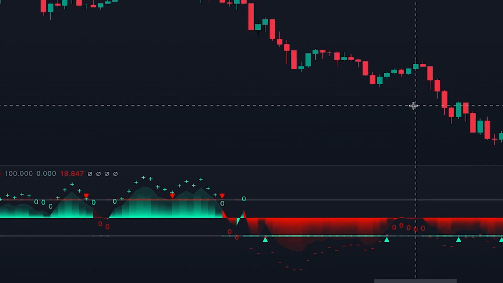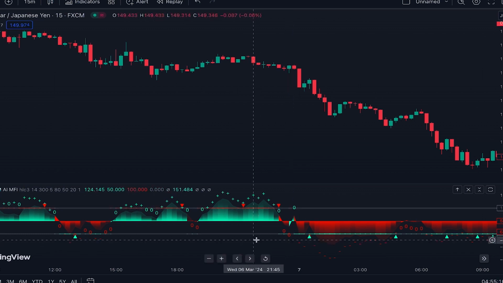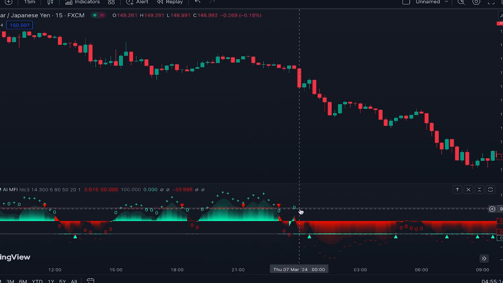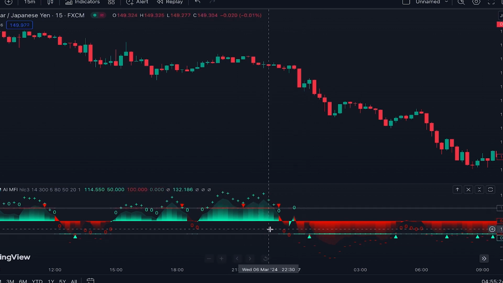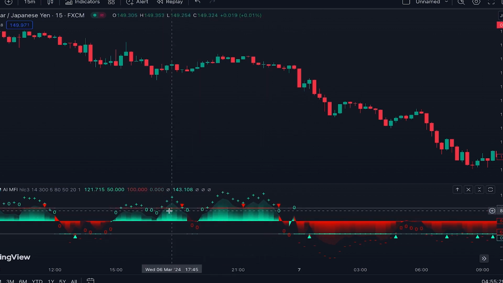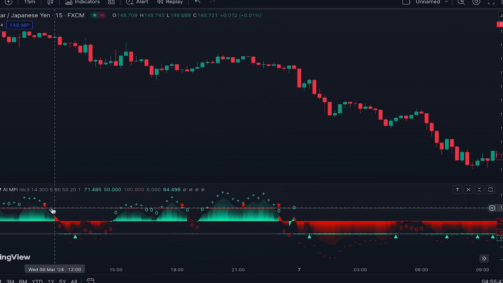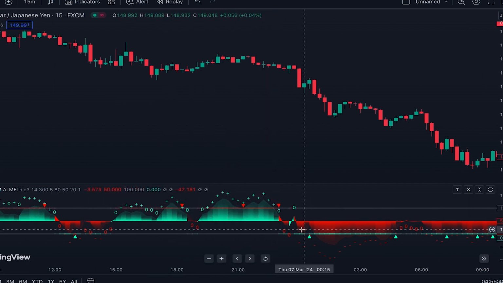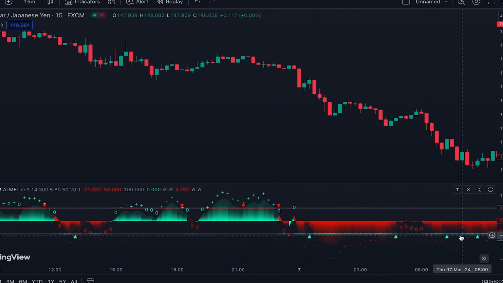Alright, we have also these two horizontal lines that help us with overbought and oversold conditions in the market. This is the oversold level and this is the overbought level. This indicator also provides buy-sell signals, which are based on these two lines. When the histogram goes above the line and then crosses back below the line, it shows sell signals like these. And when the histogram goes below the oversold level and then crosses back above the line, the indicator shows buy signals.